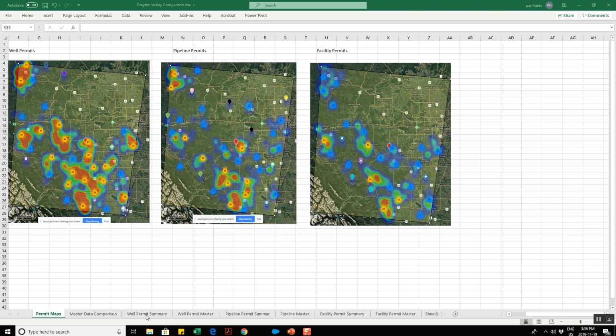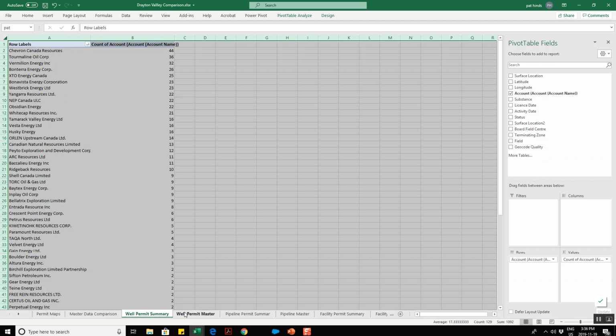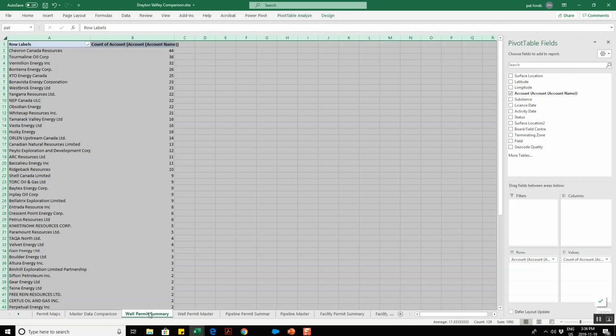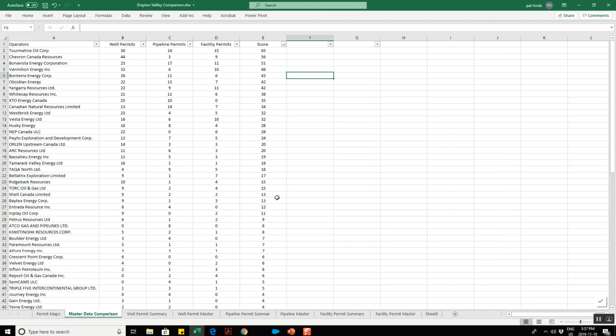What we can do is take a copy of that data set here, and here's our well permit data. We can summarize it and say, show me from top to bottom who the accounts are that are the busiest, and we do that across all 3 of those data sets. Then what we come out to is our master comparison. What we're trying to identify is which company is going to need the most transportation, which company is going to need the most completions, pipeline work, and so on and so forth.